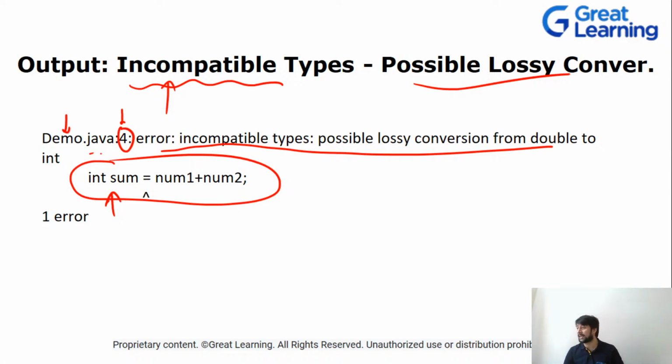Is this clear, guys? Quickly confirm. You understood why it is known as possible lossy conversion. Over here it is nothing but your conversion. Possible lossy conversion. Is this thing clear? Okay, great. Shall I move ahead quickly, guys?